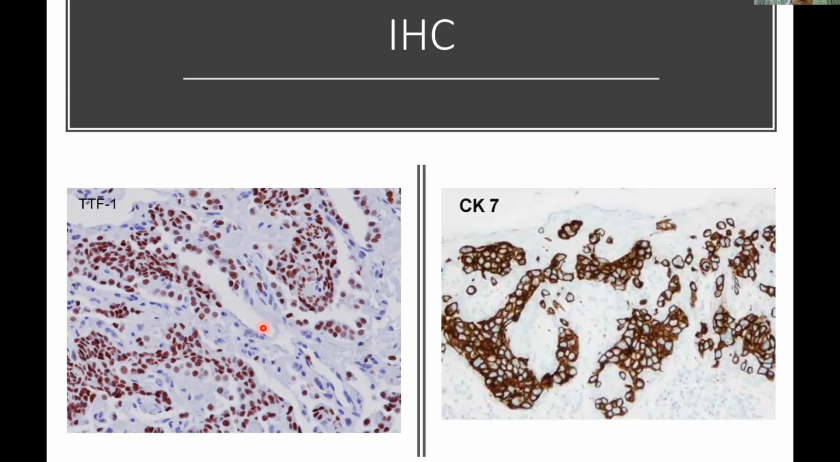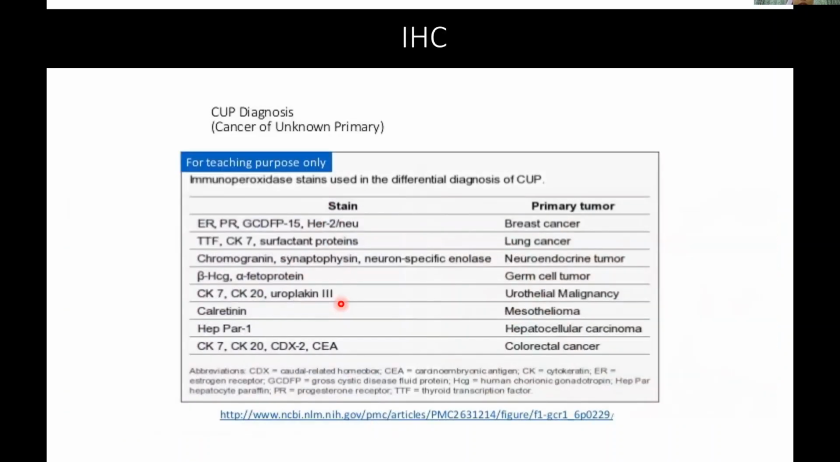But for this case, the patient has a lung mass and no thyroid mass, so we can safely say it is adenocarcinoma arising from the lung. If not, we need to further evaluate to confirm it's not from the thyroid. For thyroid, we have another stain, thyroglobulin. So these are examples, all right?